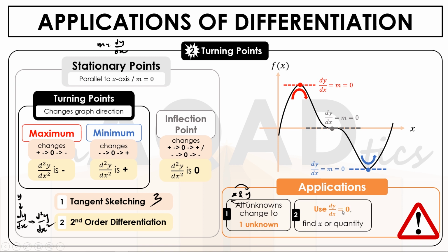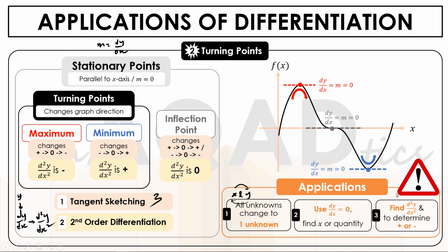The reason is that the aim is to find the minimum or maximum quantity. As you can see, the characteristic of minimum and maximum points is that dy over dx is equal to 0. So once we put this 0, we can find the x or the quantity that the question wants. Then lastly, we need to find the second order differentiation, because I want to identify whether it is a maximum or minimum point. If positive, it means minimum; if negative, it means maximum.